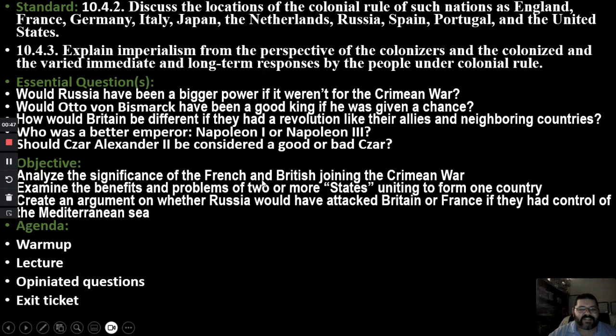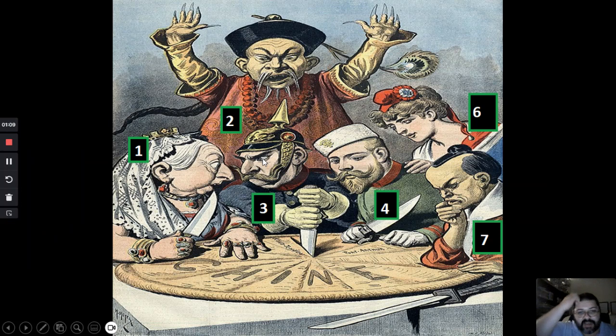So we're going to analyze the significance of the French and British joining the Crimean War. We're going to examine the benefits and problems of two or more states unifying to form one country. And we're going to create an argument on whether Russia would have attacked Britain or France if they had controlled the Mediterranean Sea. Now, here is your warm up picture.